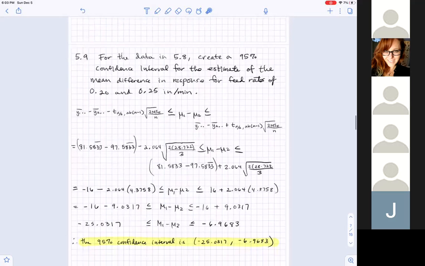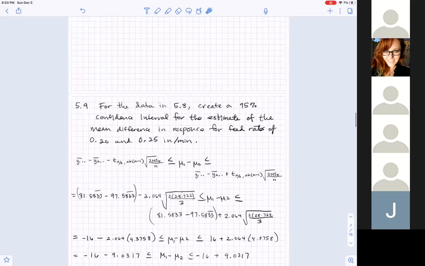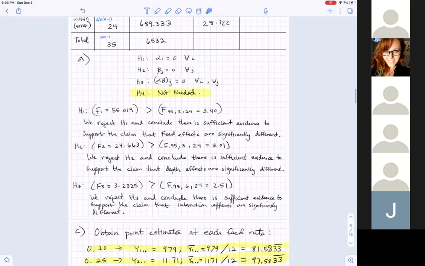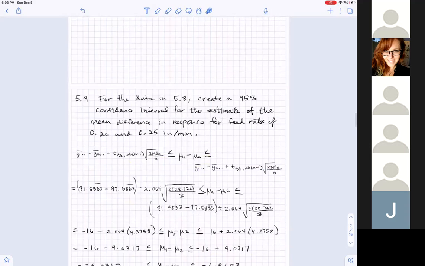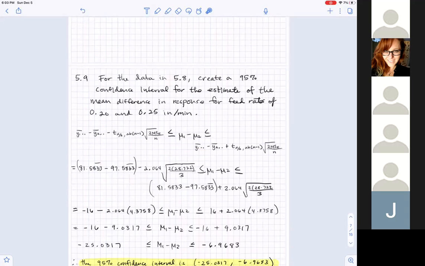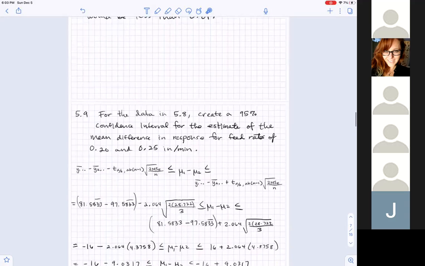In order to do that, you just say mean mu1 minus mu2, which is this portion right here, and you use this right here. Since it's a confidence interval, you're using alpha over 2, and you're also using the degrees of freedom for your error. We can verify that in our ANOVA table. Again, it's AB times N minus 1. All right. And since this is a balanced design, or I think it's a balanced design, yeah.